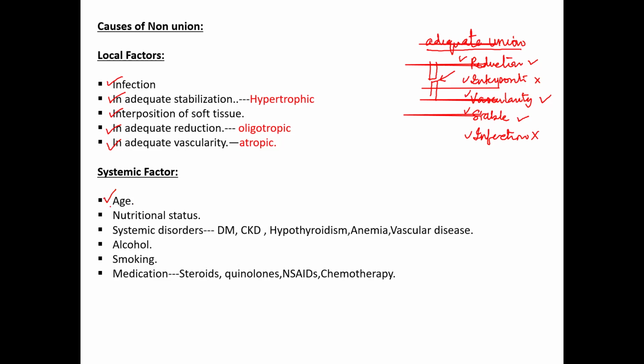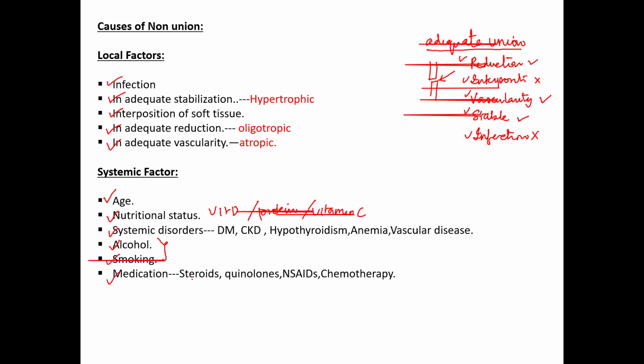The systemic factor is age. Children will have good union when compared to the very old population. Then nutrition, like vitamin D deficiency and protein deficiency. Vitamin C also, because of collagen formation, is an important risk factor for developing non-union. Then systemic disorders like diabetes mellitus, chronic kidney disease, hypothyroidism, anemia, or vascular disease. Alcohol and smoking cause atherosclerosis and poor vascularity.